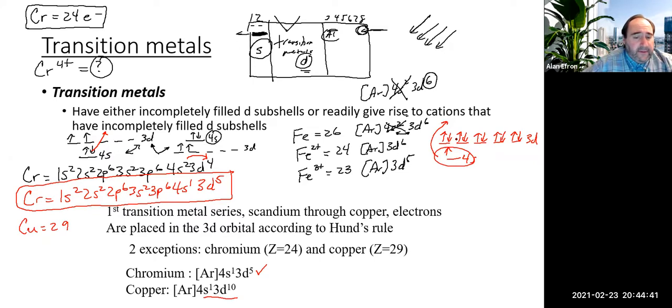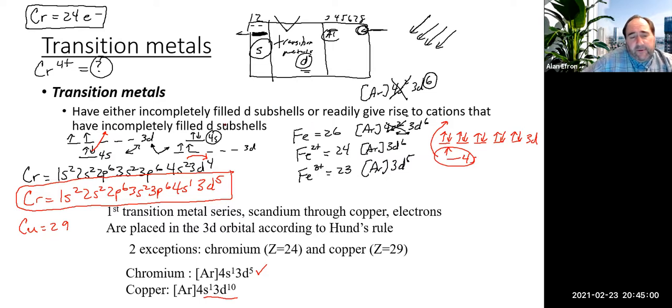And you do need to know these exceptions. So yeah, you do need to know these two exceptions for sure, chromium and copper. We're going to see a few more exceptions on the periodic table, but definitely these two, you should know the exceptions of how they're written, and that's how you should write it.